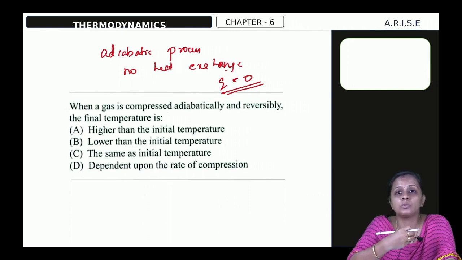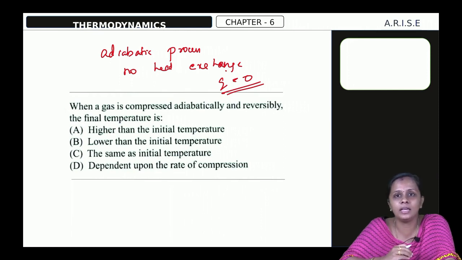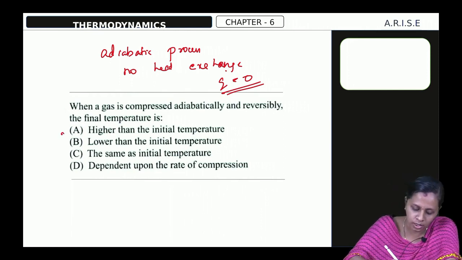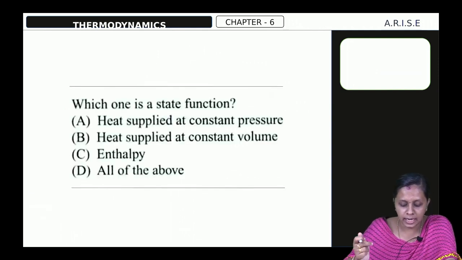There is no heat exchange between the system and surroundings. So in order to keep Q constant, we cannot supply heat from the system to the surroundings, and the only way to do so is to increase the temperature. So, when a gas is compressed adiabatically and reversibly, the final temperature will be higher than the initial temperature. So, which is the option? It is option A. Now moving on to the next question.